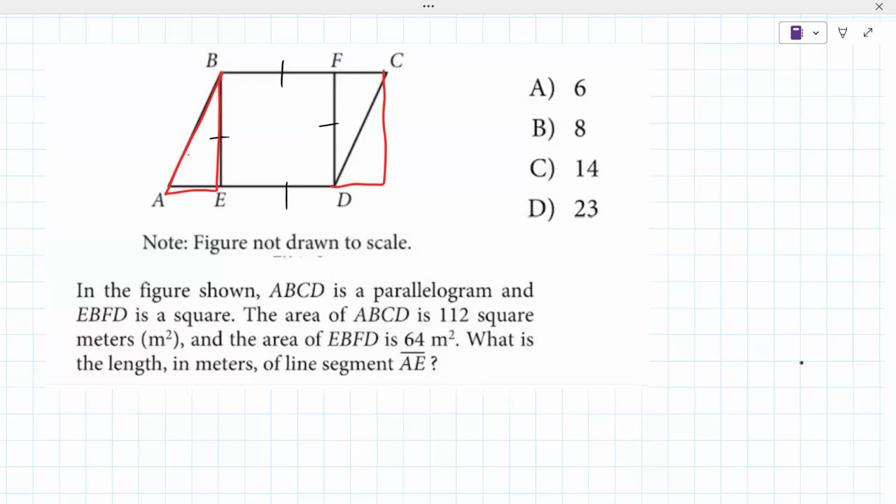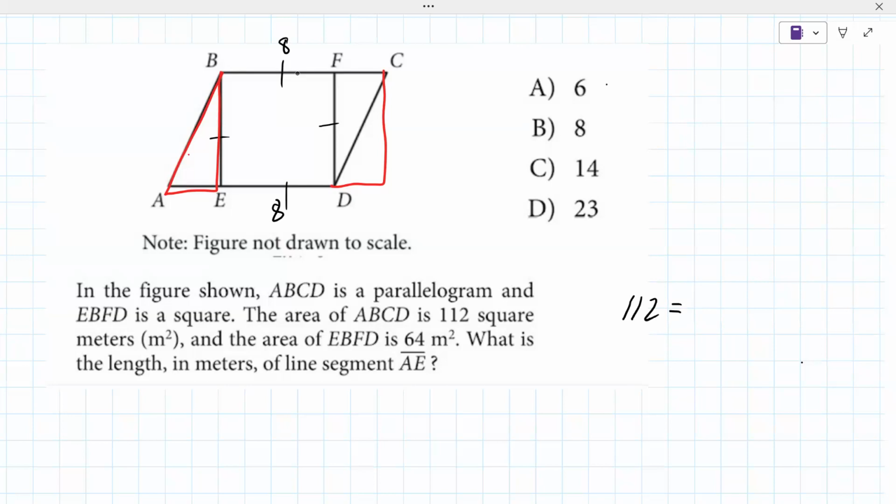All right. Do you have an answer for me on this one, or are you not sure? I got A. Okay, what did you find? Tell me in this figure what you know. Give me any lengths, anything. BF and all of those sides are 8 meters. Good. Now, the area of ABCD, the whole thing, is 112, and the area of the square is 64. So when you subtract those, what do you get?